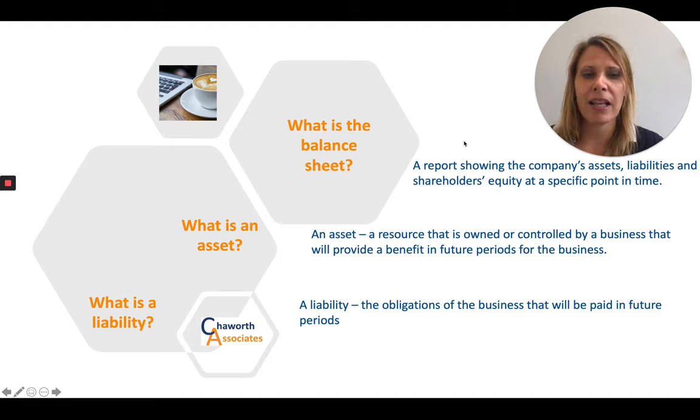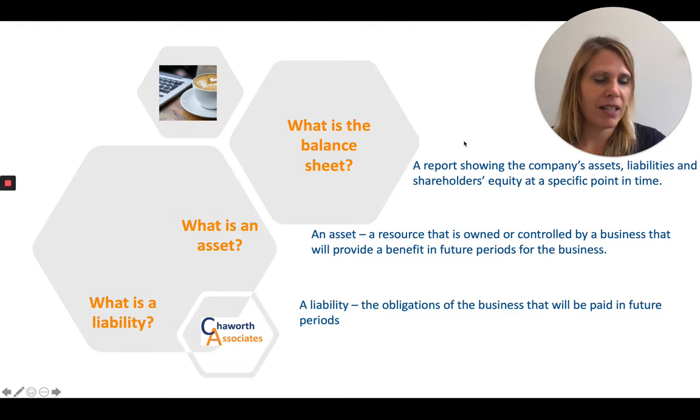So a liability are the obligations that the business has that will be paid for in a future period. Okay. So a prime easy one to think about are loans and overdrafts. Okay. We've borrowed the money from the bank, and at some point we're obliged to pay it back to them. So we would recognise a loan or an overdraft as a liability in the books.